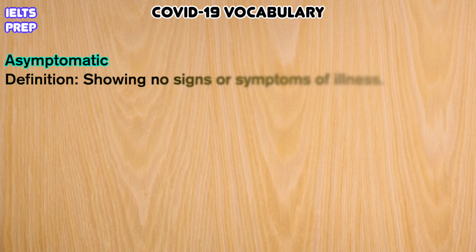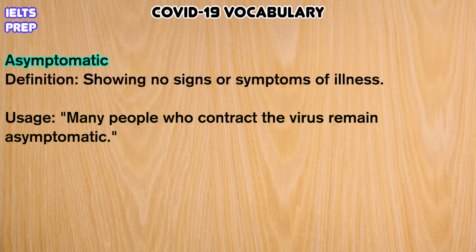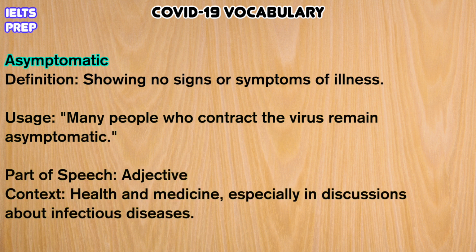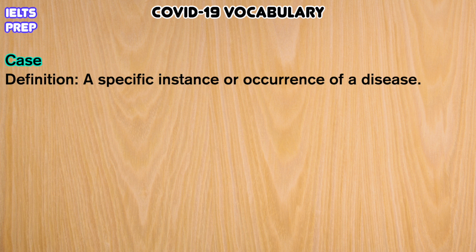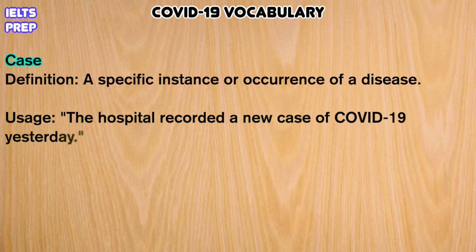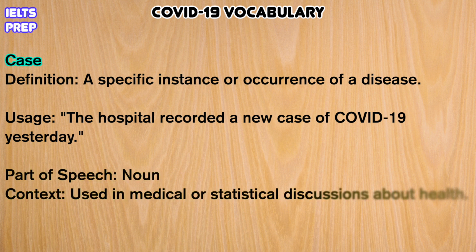Asymptomatic. Definition: showing no signs or symptoms of illness. Usage: many people who contract the virus remain asymptomatic. Part of speech: adjective. Context: health and medicine, especially in discussions about infectious diseases. Case. Definition: a specific instance or occurrence of a disease. Usage: the hospital recorded a new case of COVID-19 yesterday. Part of speech: noun. Context: used in medical or statistical discussions about health.